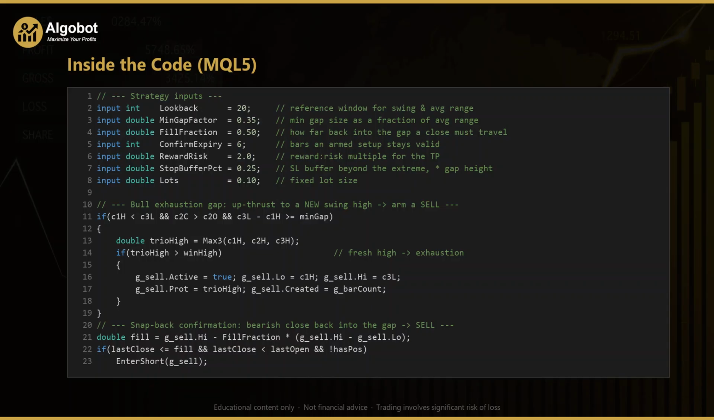The final block is the snapback confirmation. It computes the fill level inside the gap, then checks whether the last candle closed at or below that level, closed bearish, and that no position is already open. When those are all true, it calls inner short, which places the sell with its stop above the exhaustion high and its fixed reward-to-risk target. The buy side mirrors every line of this in the opposite direction.